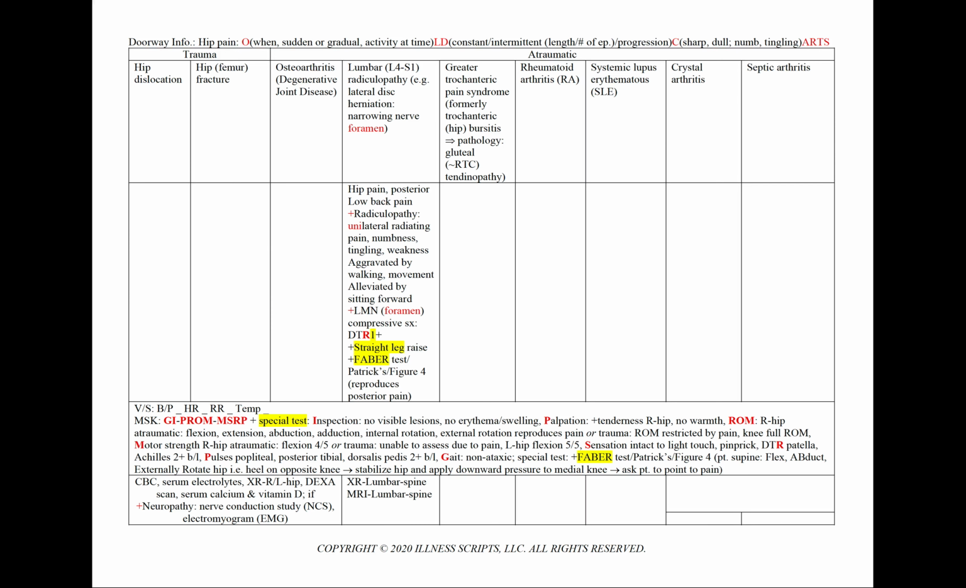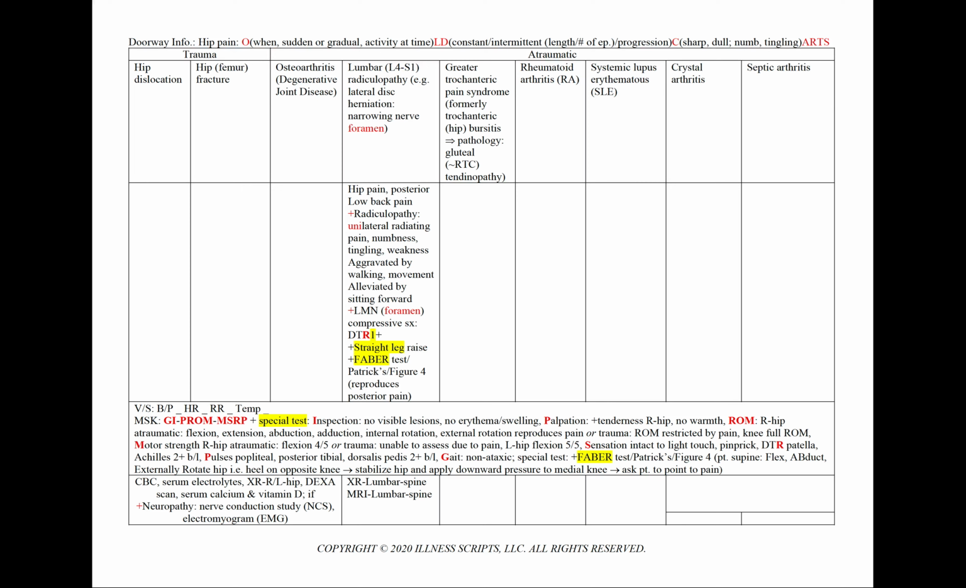In lumbar radiculopathy, for example, a lateral disc herniation narrowing the nerve foramen, we'll find hip pain, and now it's going to be posterior if it's involving the S1 nerve root, or it could be lateral if it's involving the L4 or L5 nerve roots. We'll also have now a low back pain and a radiculopathy or a unilateral radiating pain, numbness, tingling, or motor weakness down the hip. And it will be aggravated by walking or movement and alleviated by sitting forward.